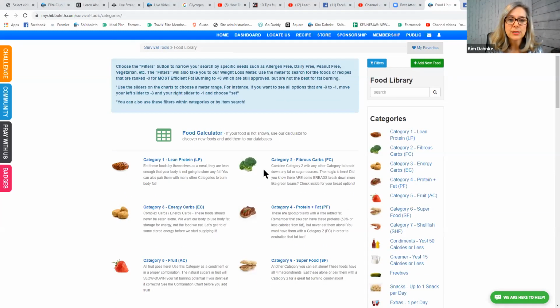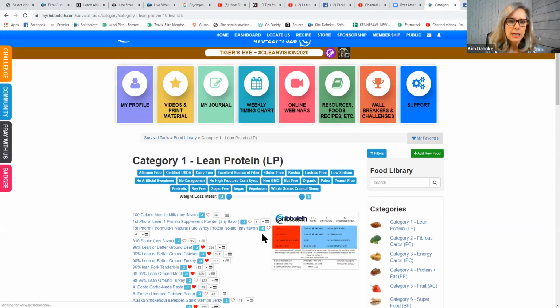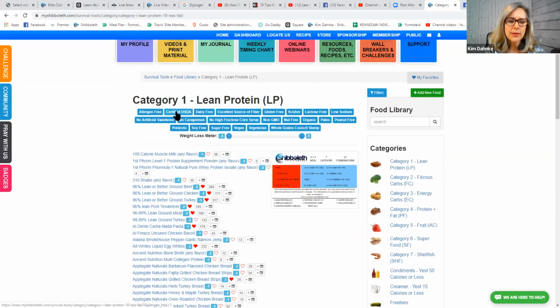And right now when people are sitting at home, you could do that. But if you click right here on lean protein, this is going to tell you the foods that are in the lean protein category. Now it's taken a minute to pull up. I've got a lot of tabs open, I always do. So do you see these blue things right here, these blue buttons?